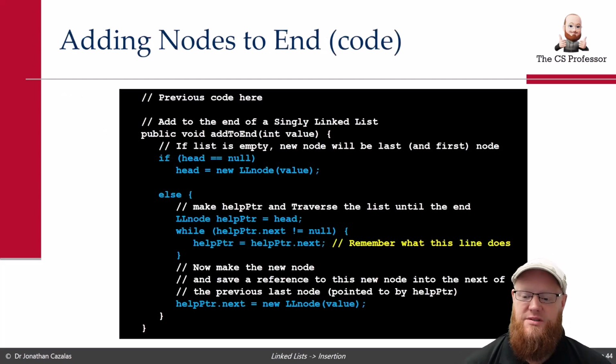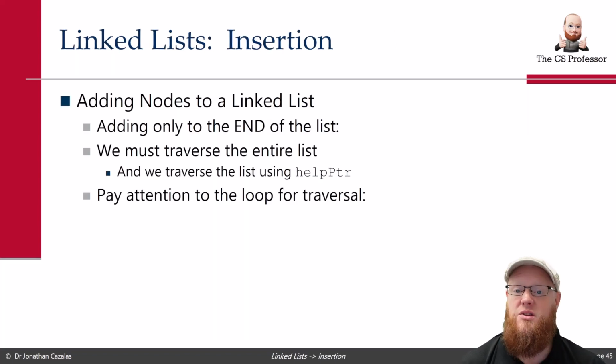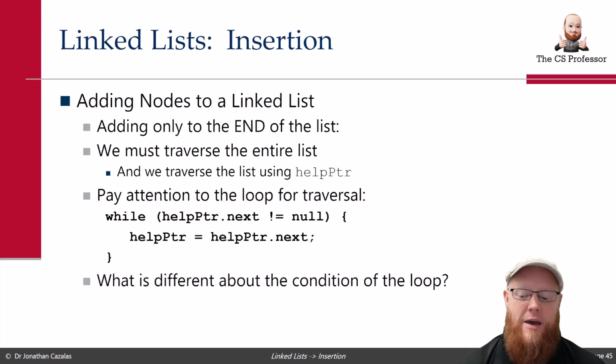I've highlighted the important sections. Really, everything else is just the comments, which is super important. But here we have a lot of code. Let's break down in detail what's really happening right here. So we want to traverse the entire list, and we need to traverse that list using help pointer. Pay attention to the loop for that traversal. While help pointer dot next does not equal null, step over and keep stepping over as long as that while condition is true.